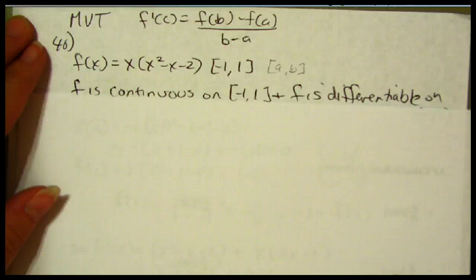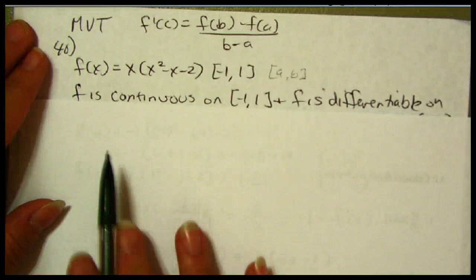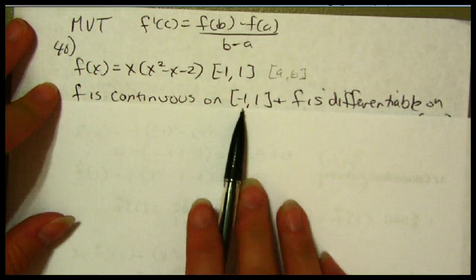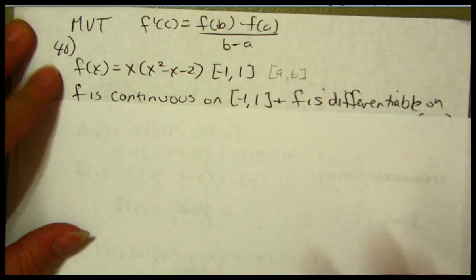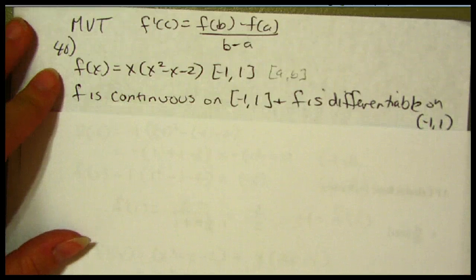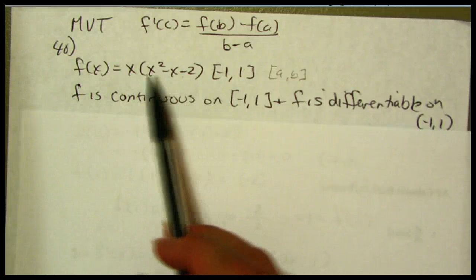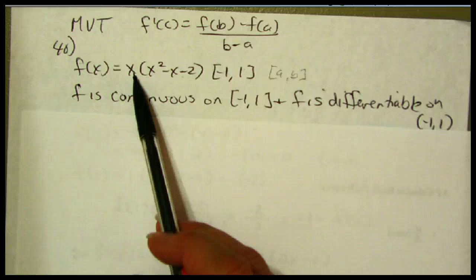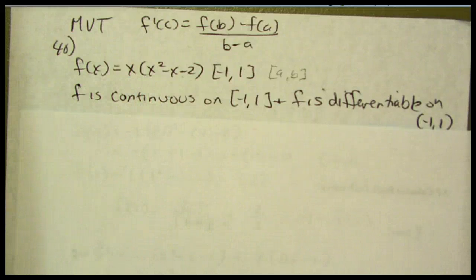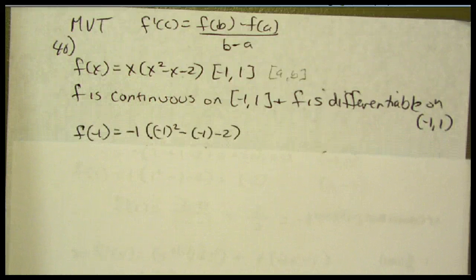So let's go ahead and, well, first we need to state that f is continuous on the closed interval, and f is differentiable on the open interval. Nowhere am I going to pick up my pen. That's just a polynomial. And nowhere is this a step function or an absolute value function. So I may go ahead and continue.